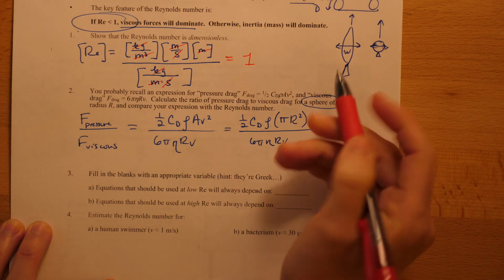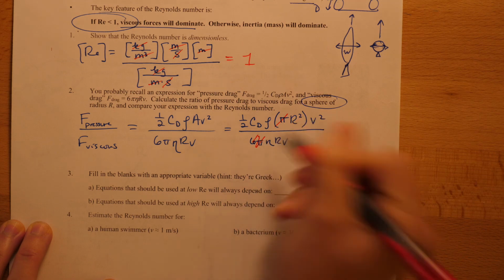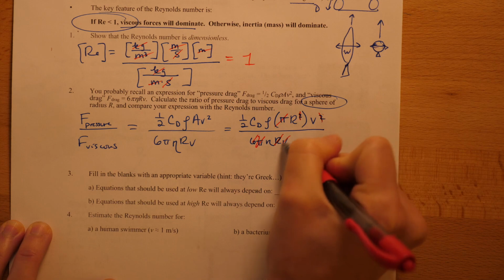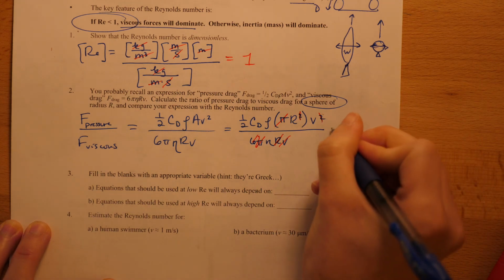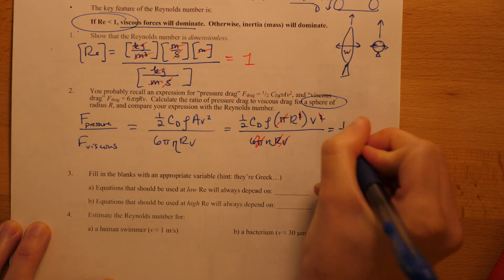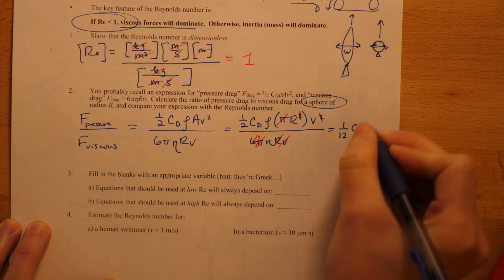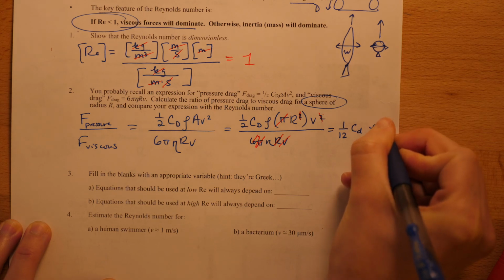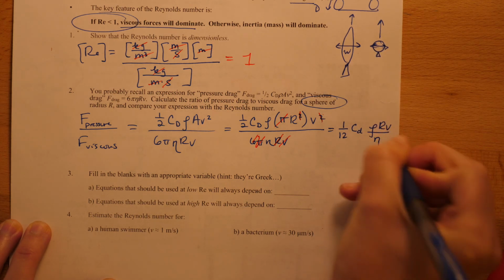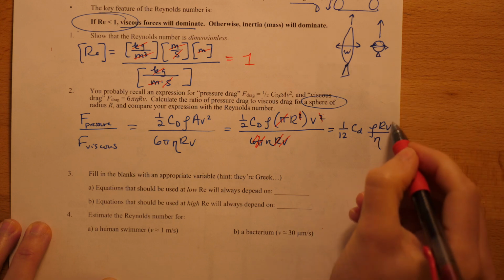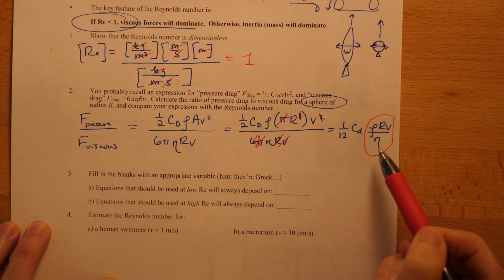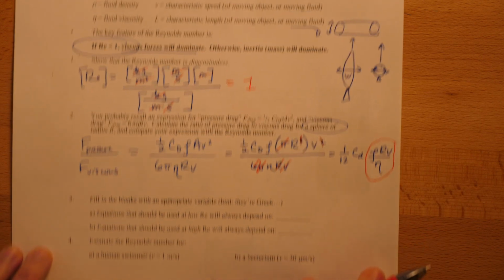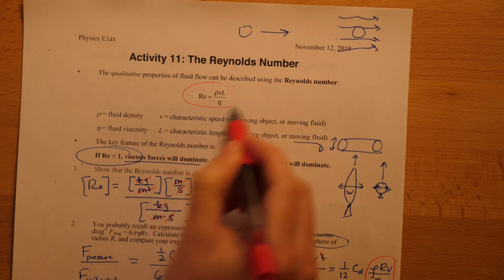So here we get a lot of things canceling. Pi's go away. One of the r's cancels, one of the v's cancel. And I'm just going to write this again. So we're going to get 1/12 CD rho RV over eta. Now look at this. This is density, length, speed over eta, which is exactly what the Reynolds number is.